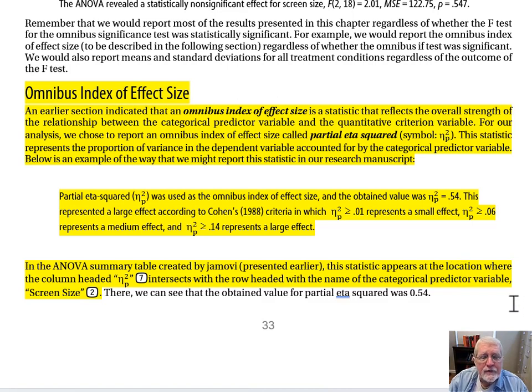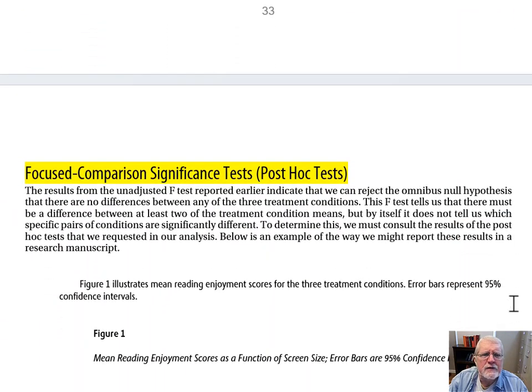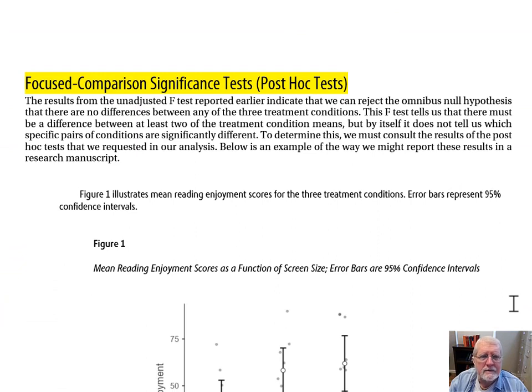Those results are the focused comparison significance tests. So at the top of page 34, we have the section headed Focused Comparison Significance Tests, post hoc tests in this case. Now, this is something you need to worry about only if you have 3 or more treatment conditions. If you only had 2 treatment conditions and F is significant, then you know which 2 conditions are significantly different. You need this only if you have 3 or more treatment conditions.